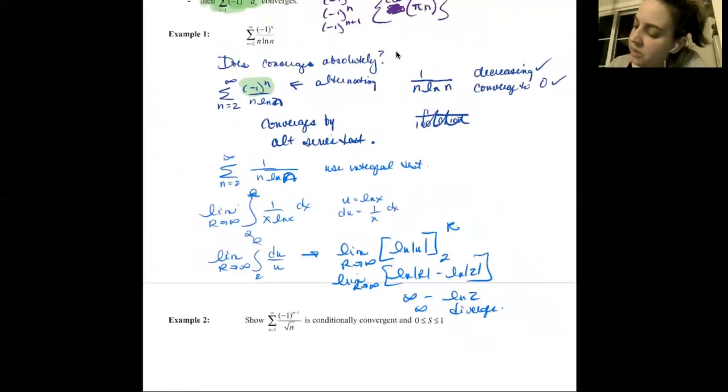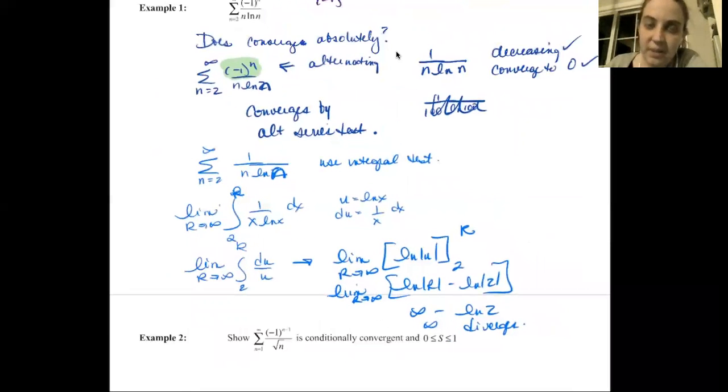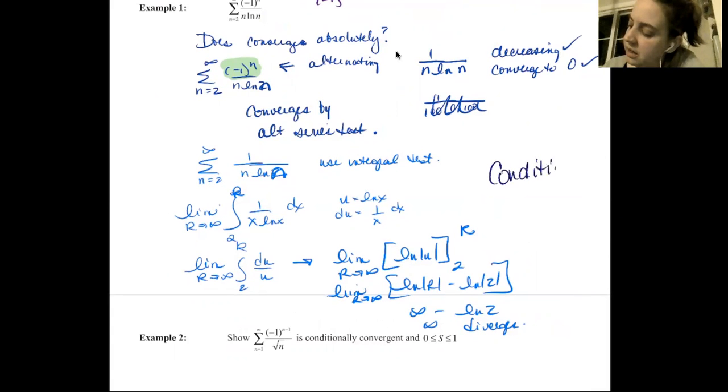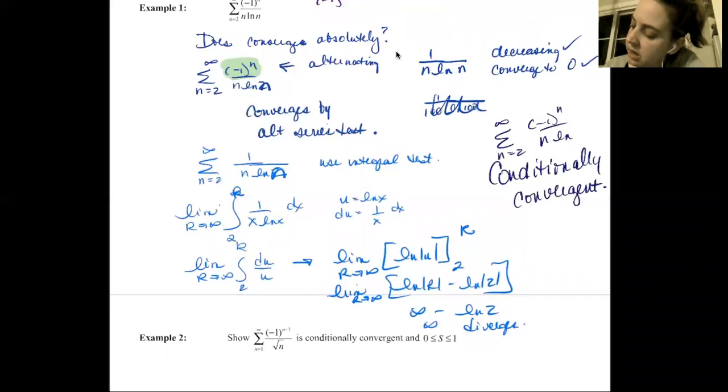So because the original converges by the alternating series test, but the absolute value diverges by the integral test, we say that this is conditionally convergent. What's conditionally convergent? The original, (-1)^n over ln of n.